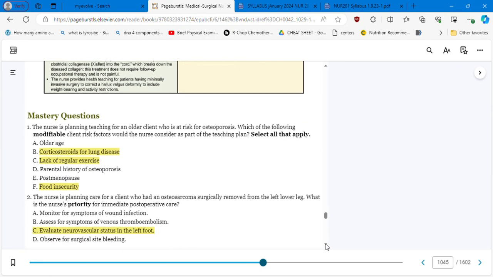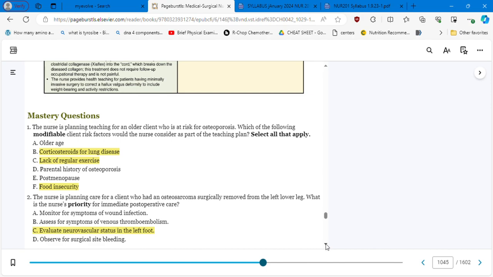Mastery questions. The nurse is planning teaching for another client who is at risk for osteoporosis. Which of the following modifiable client risk factors would the nurse consider as part of the teaching plan? Select all that apply.